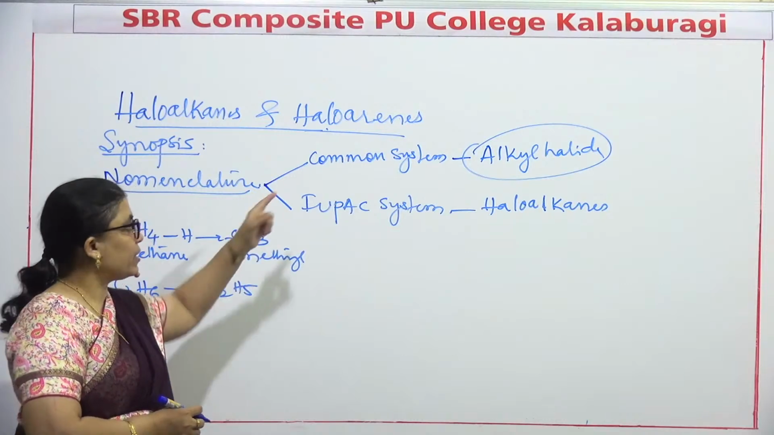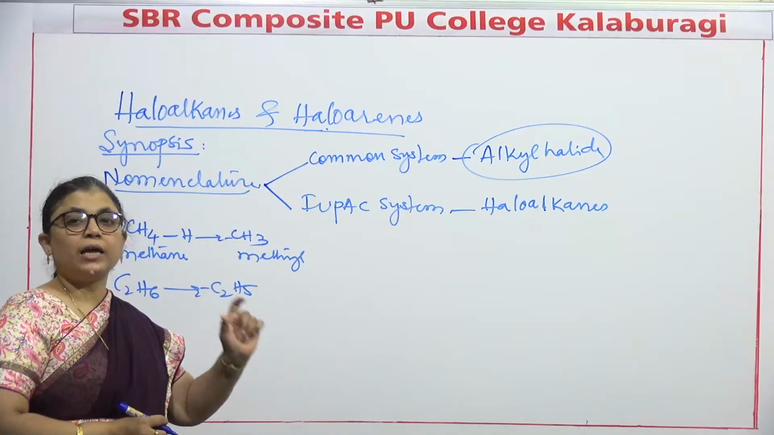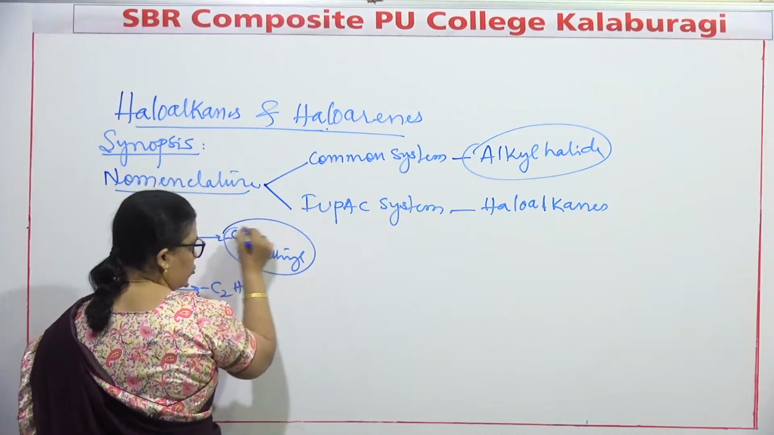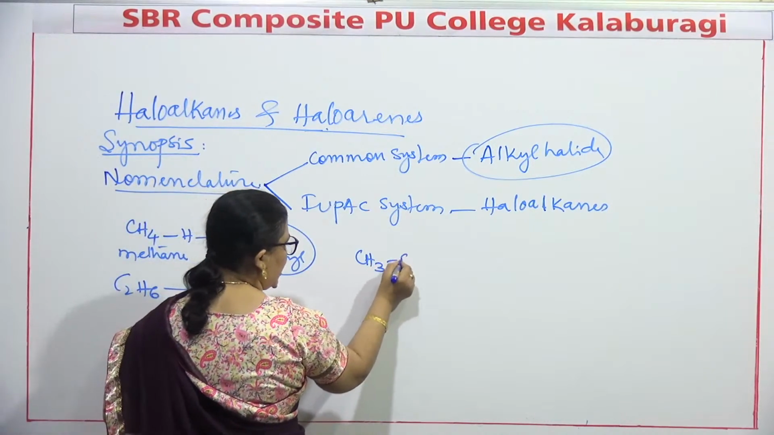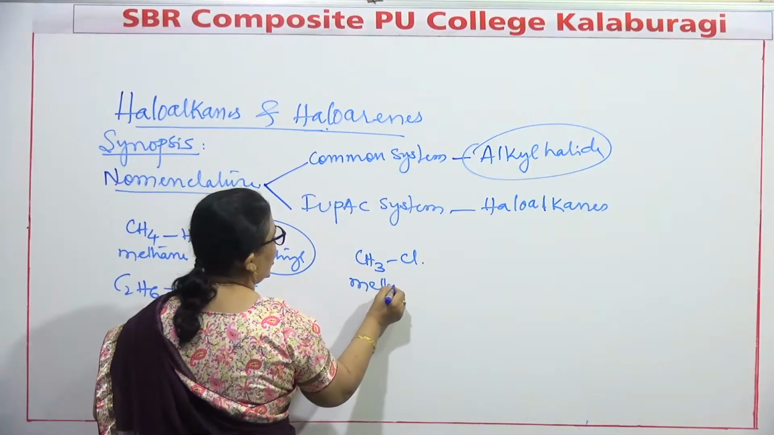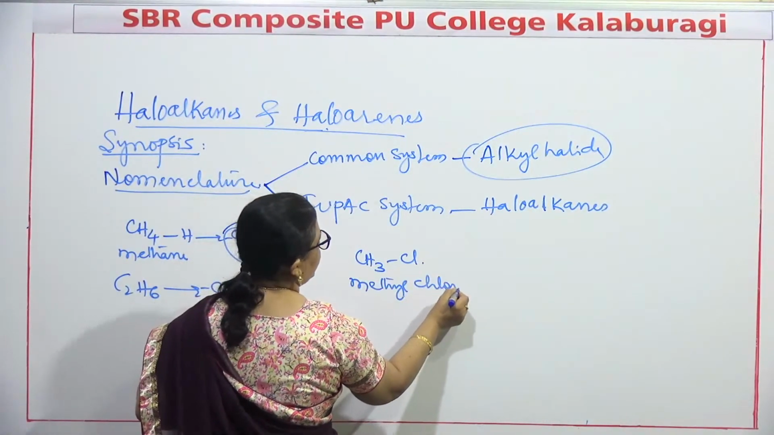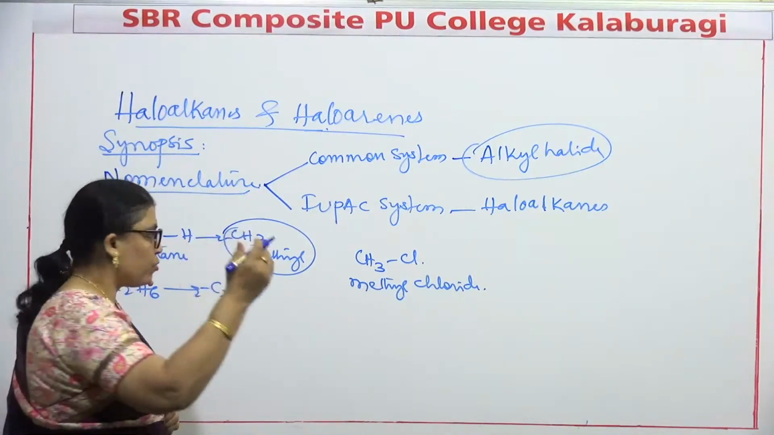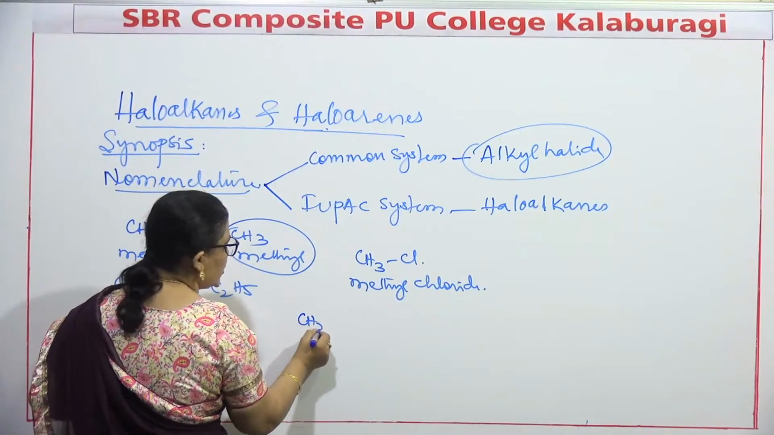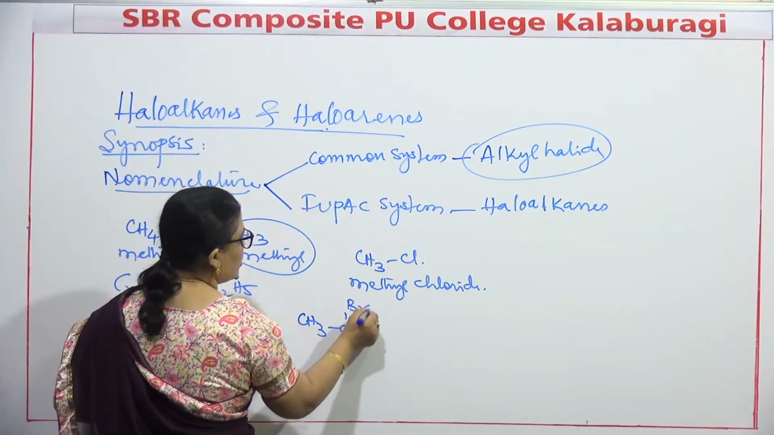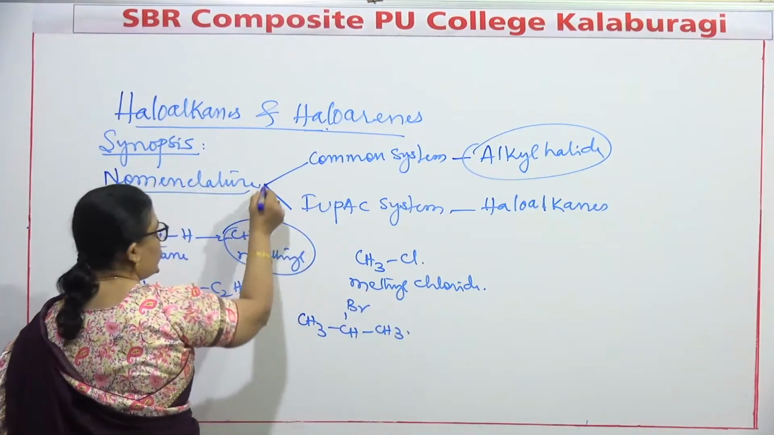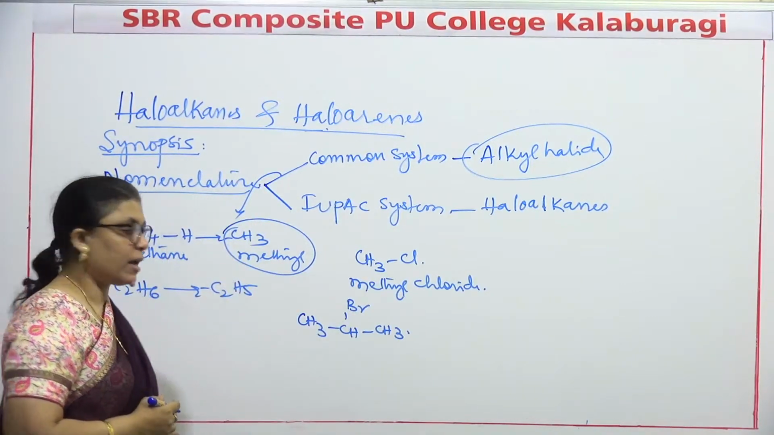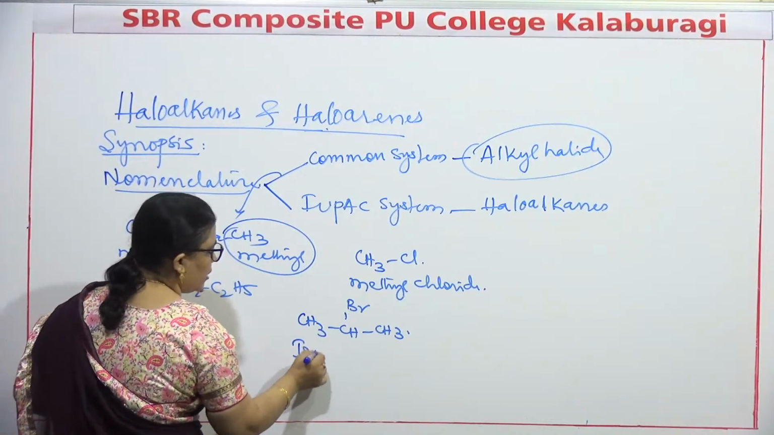According to the common system, we say alkyl halide. For example, if Cl is present on the methyl group, it is called methyl chloride. If we take an example like CH3-CH(Br)-CH3, all these are related to the common system, and we call it isopropyl bromide.